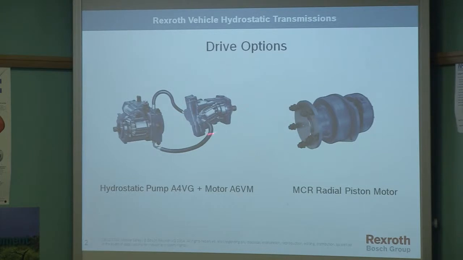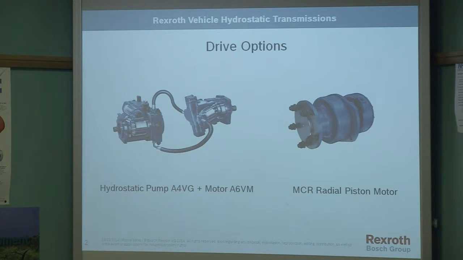So that's one solution. The other solution, of course, is to use a high-speed motor, and this is a bent axis motor, an A6VM. These are smaller displacements in comparison, relatively, and they're high speed, so you wouldn't use these to drive the wheels directly. You'd use these to drive the wheels via a gearbox or an axle as well. In both cases, the pumps used might be one of our A4VGs. This is the transmission pump, closed loop, swash plate design, and we could use this to drive both of these applications.